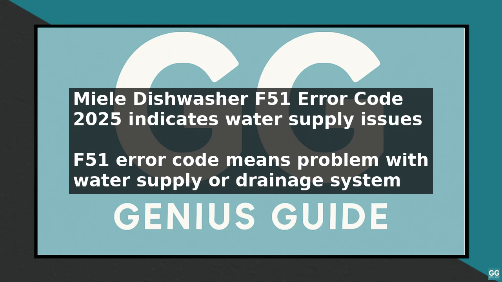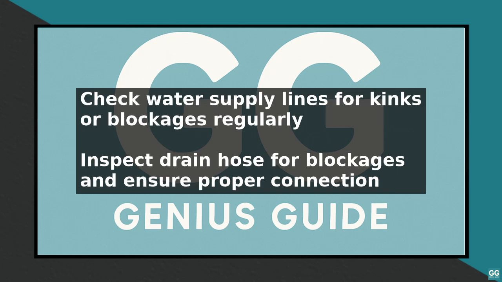To troubleshoot the issue, start by checking the water supply to ensure it is turned on and the supply lines are not kinked or blocked. Next, inspect the drain hose for any blockages or kinks, and ensure it is properly connected to the dishwasher and the sink drain. The 2025 part of the error code provides more specific information about the problem.